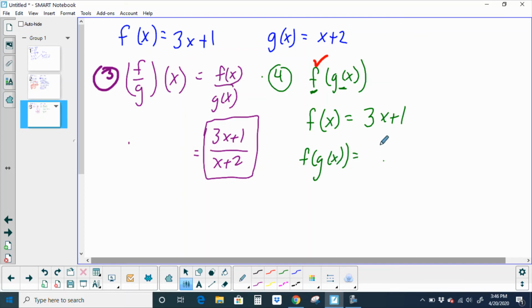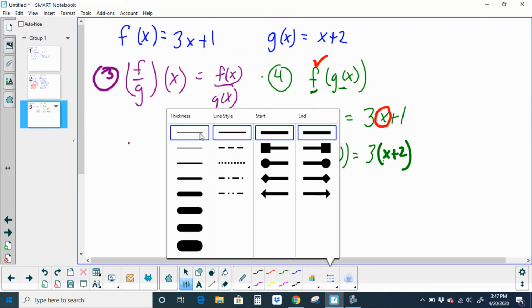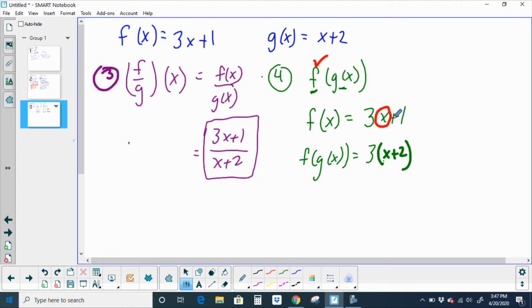equals, and we're going to do the same thing. Instead of writing x, we're going to write g of x. So where is there an x in f? Notice the only x in the f function is here. So we're just going to replace that x with g of x. So g of x is x plus 2. And then we'll put our plus 1 on the outside, because we can't just ignore that plus 1.